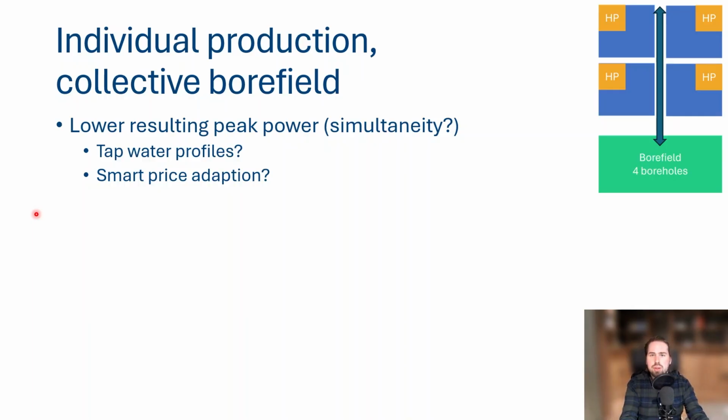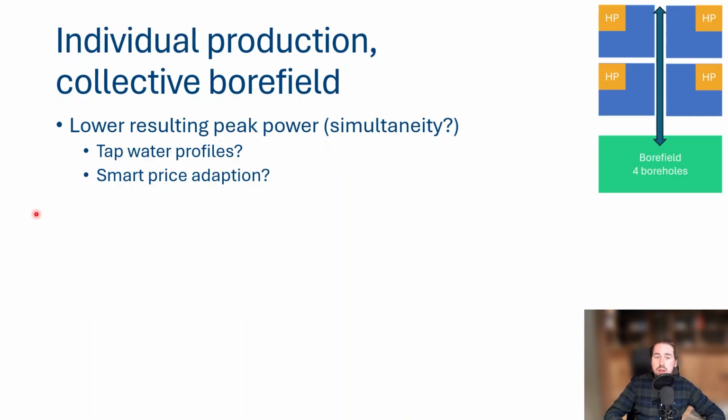So if you have at one moment in time a very cheap electricity price and all your heat pumps have smart price adaptation, chances are that they will synchronize one way or another, and they will put a high peak load on exactly the moment where your price is the lowest. So when it comes down to this type of solutions, in the past I would say there was quite a lot of simultaneity, but now you really have to think about this overarching control mechanism. How do you make sure that your heat pumps are not synchronizing based on tap water profiles or smart price adaptation?